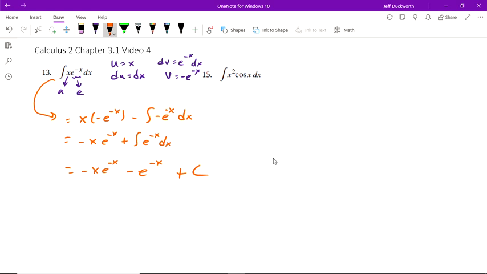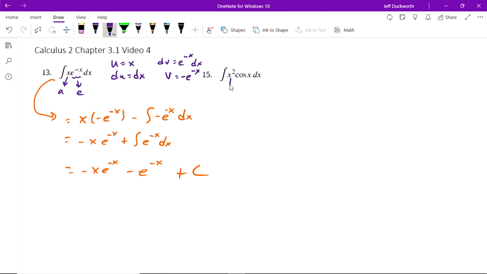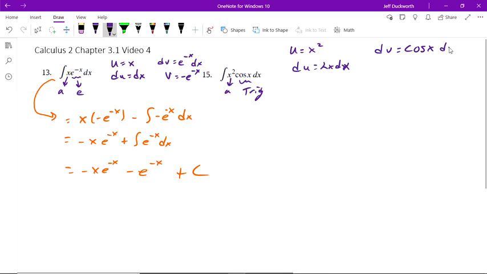All right, the other one here, let's switch back to blue. This is our algebraic. This is a trig. The A is still above the T in our acronym. So we're going to let u equal x squared, and then du is 2x dx. And then dv is going to equal cosine of x dx, which means v, the integral of cosine, is just sine of x.